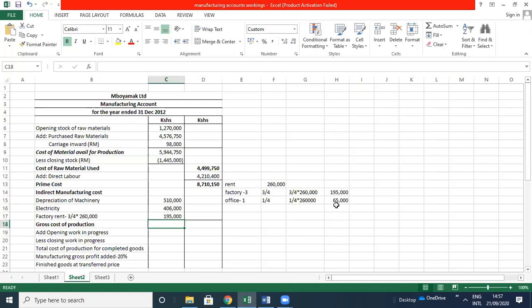Kindly confirm. Very fast, very fast. Time is running, it's not on our side. Any other cost? Can you confirm from the information that you have, is there any other cost that is affecting the factory? No. And therefore we can add that up.